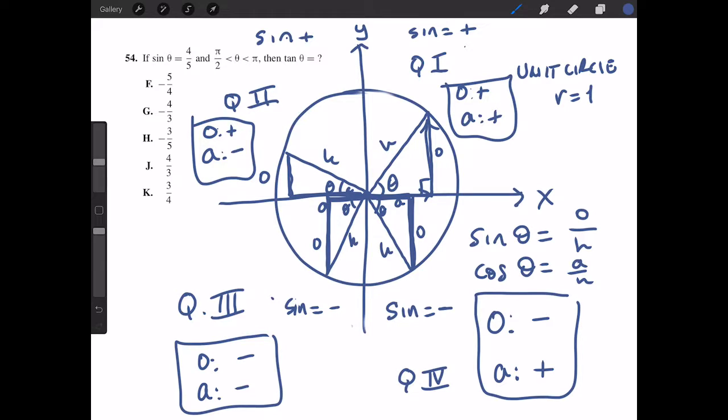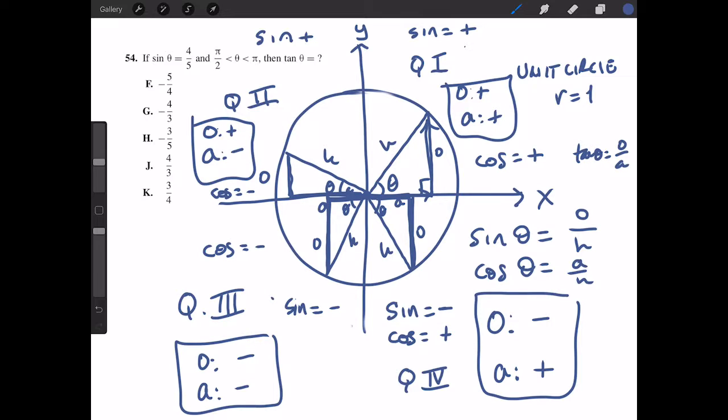Then when we look at cosine of an angle, we know it's the adjacent side over the hypotenuse, which means that in quadrant 1, cosine is going to be positive, but in quadrant 2, cosine is going to be negative. In quadrant 3, cosine, look at the adjacent side, negative, so it is going to be negative as well. And then in quadrant 4, cosine is going to be positive again.